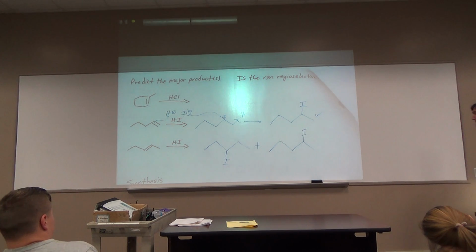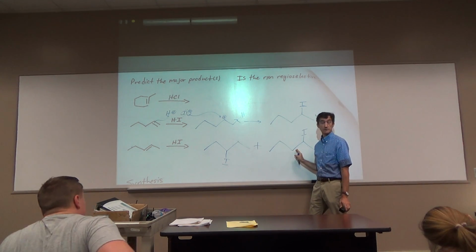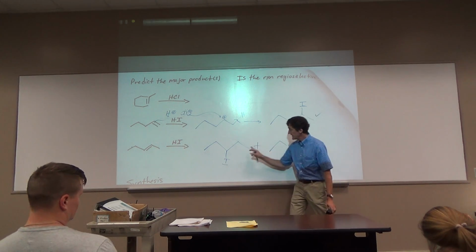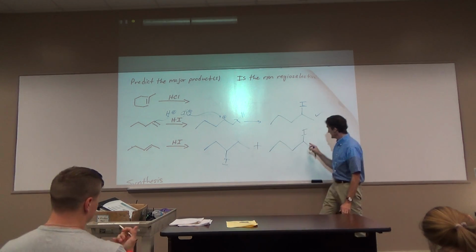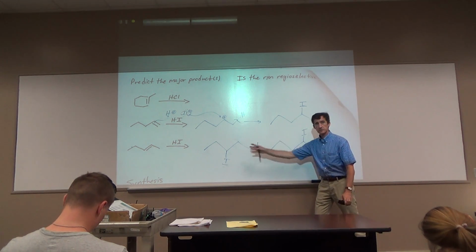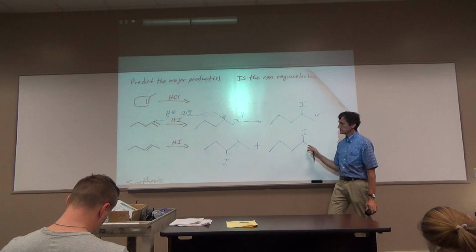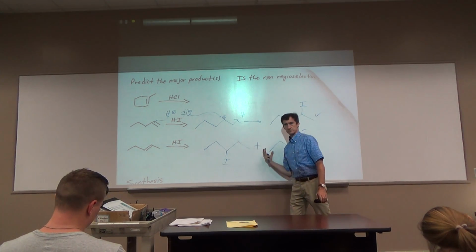Regioselective. In the context of this reaction, these are called regioisomers, because here the iodine bonded at this region, here it bonded at this region. Regioisomers are just a type of constitutional isomers, but you call it regioisomers in the context of this reaction.